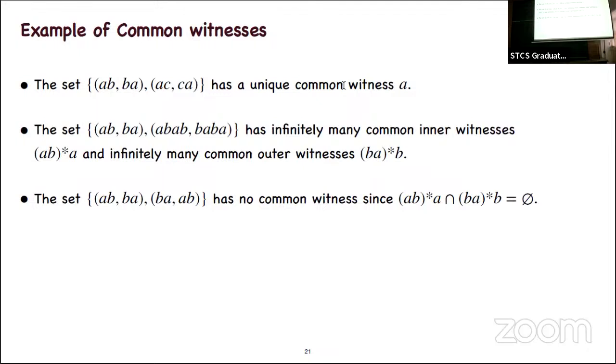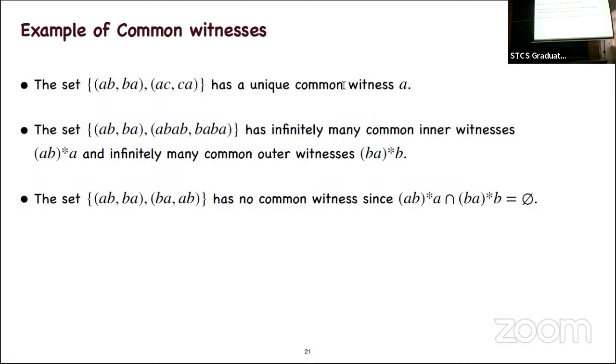Therefore, this set has a unique common witness. But if you take the set AB, BA and AB, AB, actually you just take the pair twice and you get this pair. So every witness of this set will be a witness of this set. It's not immediate, but it's intuitively clear that since this is periodic, whatever witness satisfies this will satisfy this. Therefore, a single word has infinitely many witnesses, so you will have infinitely many inner and outer witnesses for this.